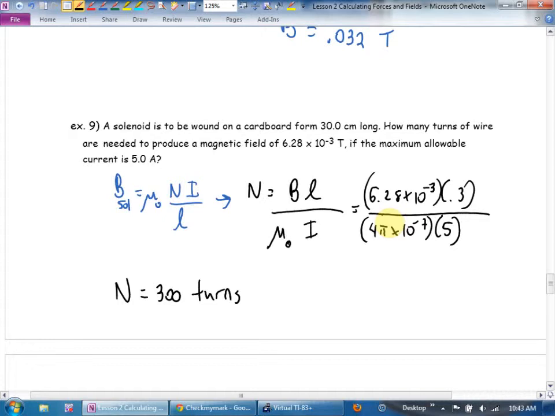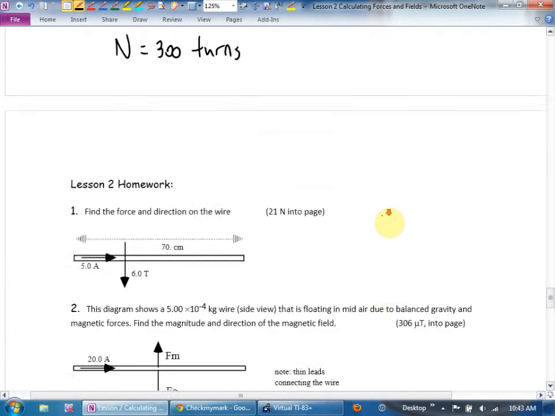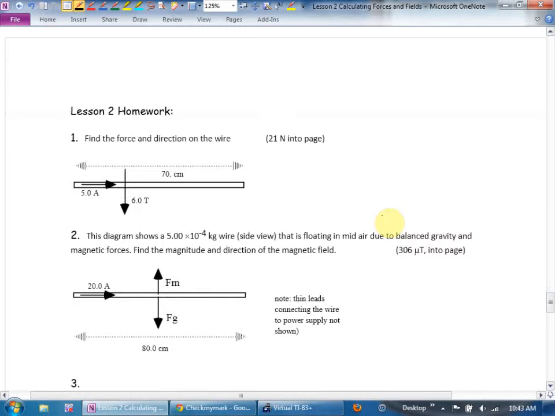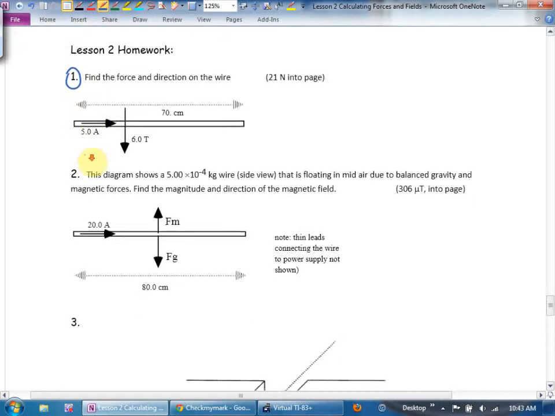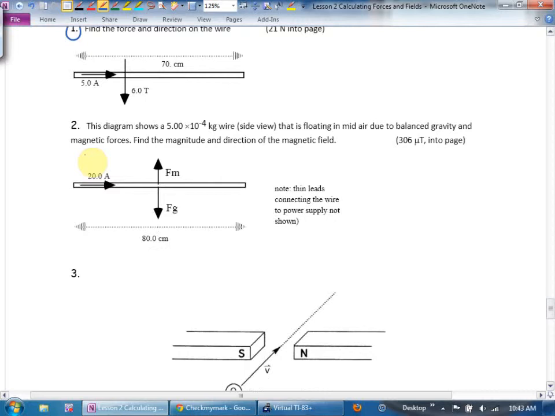Okay. Turn the page. Number one. Take a look at question number two. Question number two says this wire is floating in midair due to balanced gravity and magnetic forces. To solve number two, I think what they're saying is FG equals FB. Right? If it's floating, this is what's going on in those hover trains, by the way, on a much larger level. Those maglev trains are floating on a magnetic field, except with much larger masses. Anyways, two.